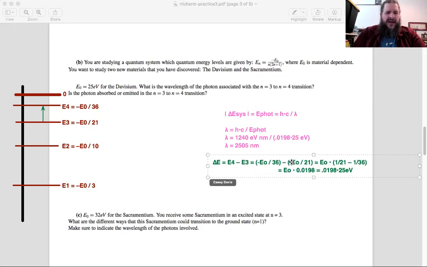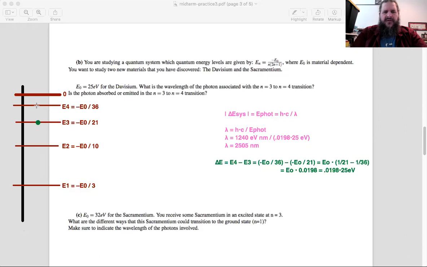So let's take a look at starting in state n equals 3. So we're going to be starting at n equals 3 as our initial location. And this is asking, what are some different ways you could get from n equals 3 to the ground state? So if you're in n equals 3 state, how could you get to n equals 1 from there?